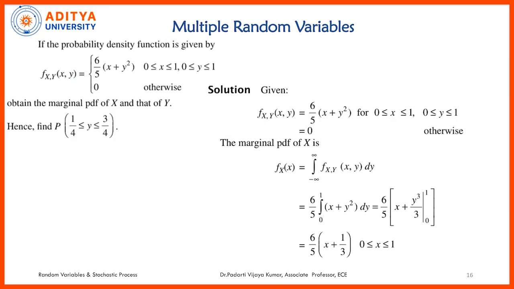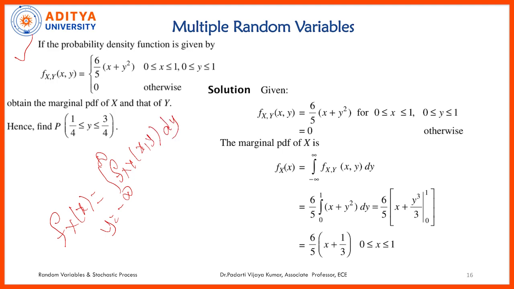Next, this problem is based on the continuous random variable, and this is based on the joint density function. So in the joint density function also, we have got one important property: the marginal density function of x and the marginal density function of y. The marginal density function of x can be computed when I integrate with respect to y. When I integrate fxy of x, y with respect to y, I will get the marginal density function of x. If I want to compute the marginal density function of y, I need to integrate with respect to x. If I integrate with x, I will get the marginal density function of y.